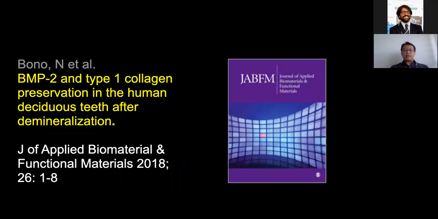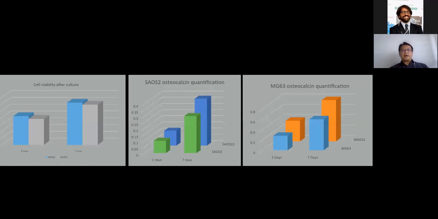And this is one of the classic articles, I think, before Elio and the colleague decided to do this. I think this was one of the very first few articles published by the University of Milan, correct me if I'm wrong, where Elio played a big part in looking at the BMPs and type 1 collagen, and it shows that these are actually present in our human tooth. And these are some of the data they have shown.